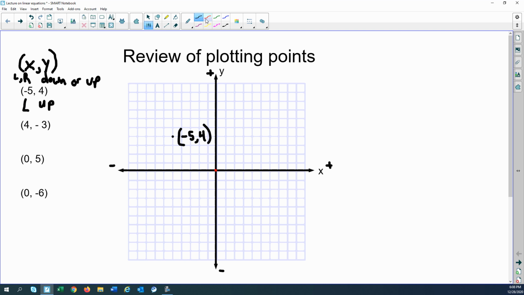Okay, let's look at another one. So this one is saying 4, so that's a right or left. So a positive tells us right. And then a -3 is telling us that we're moving down. So again, we're starting at the origin. We're moving 4 to the right. 1, 2, 3, 4. And then down 1, 2, 3. So that's our ordered pair, 4, -3.